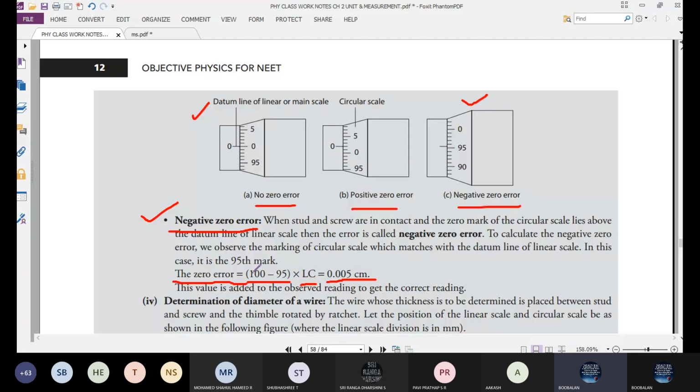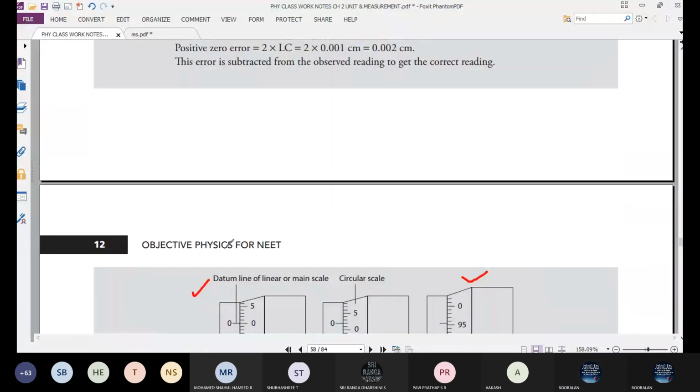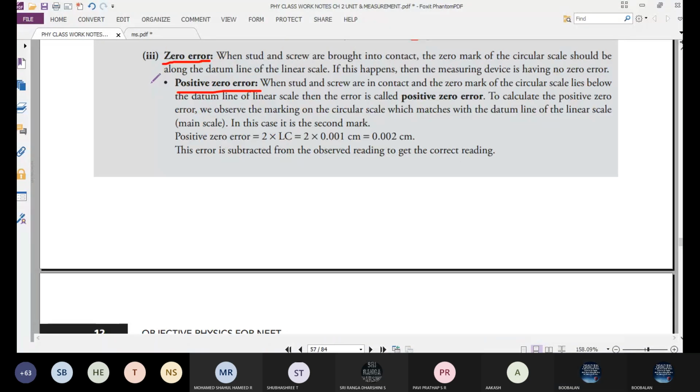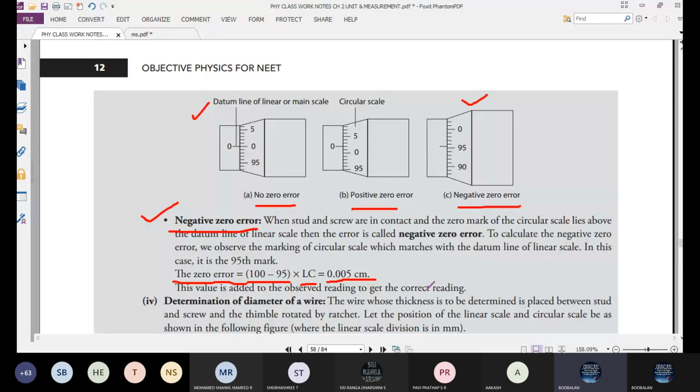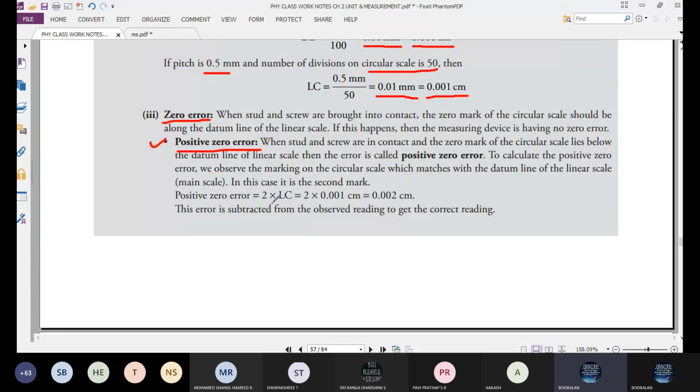Okay, next one. Finding the positive error. Positive error means, see in this diagram, the positive error value: this is 0, this is 1, this is 2. The circular scale reading value is 2. So 2 into least count. 2 into the least count value 0.001 centimeter, then you will get 0.002 centimeter. This is the corrected value or corrected reading.